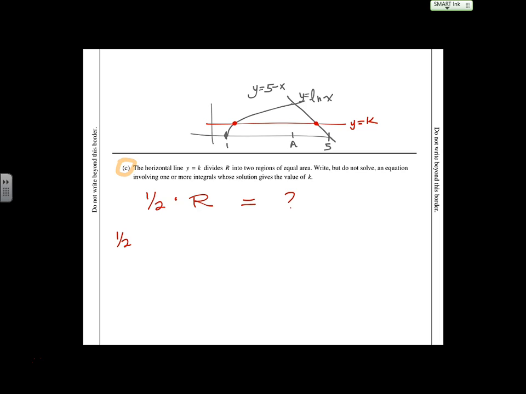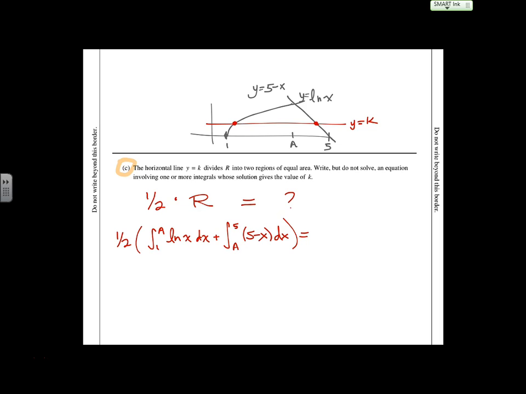What you use for A to find the area of R should be the integral from 1 to A of ln of x, right? Because between 1 and A, look at the area underneath ln. And then if we were to go from A to 5, we should be using what function instead? 5 minus x. So far we've said R has been cut in half. And what has it been cut in half by? y equals k.